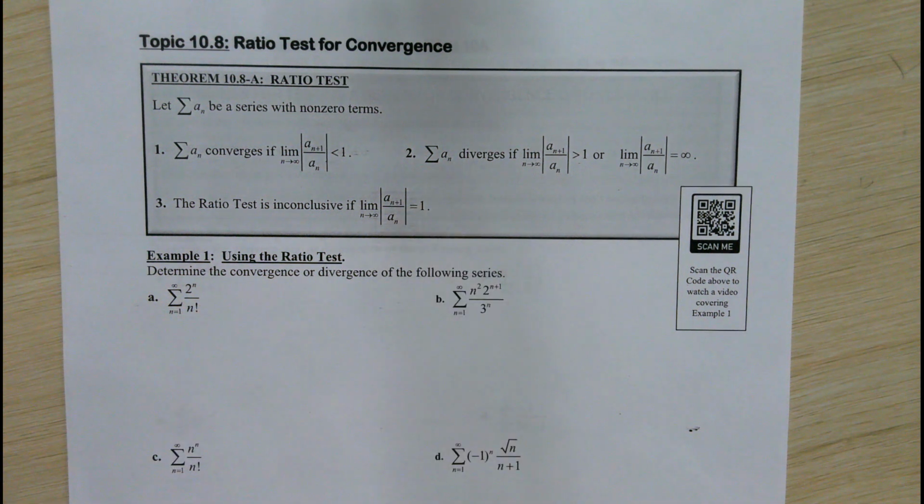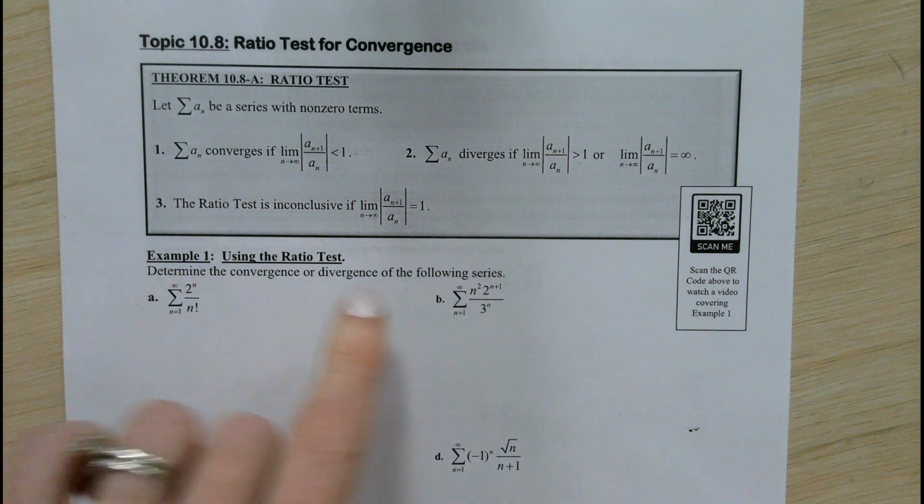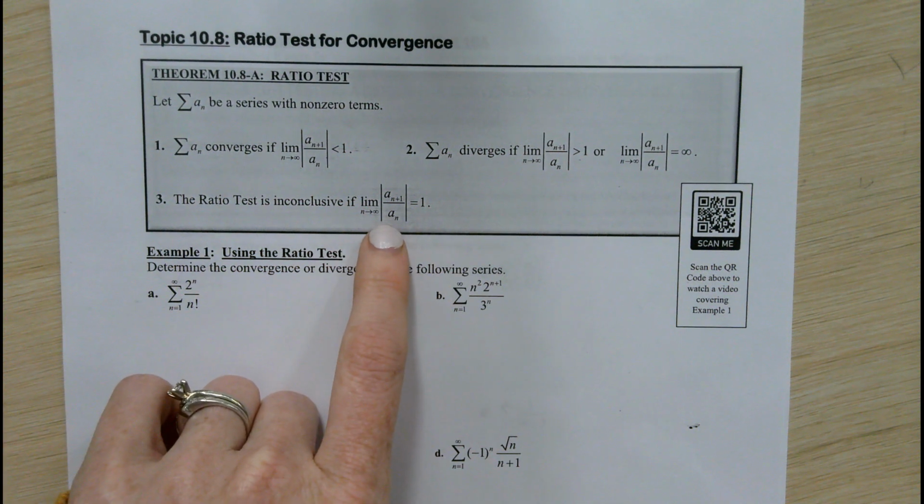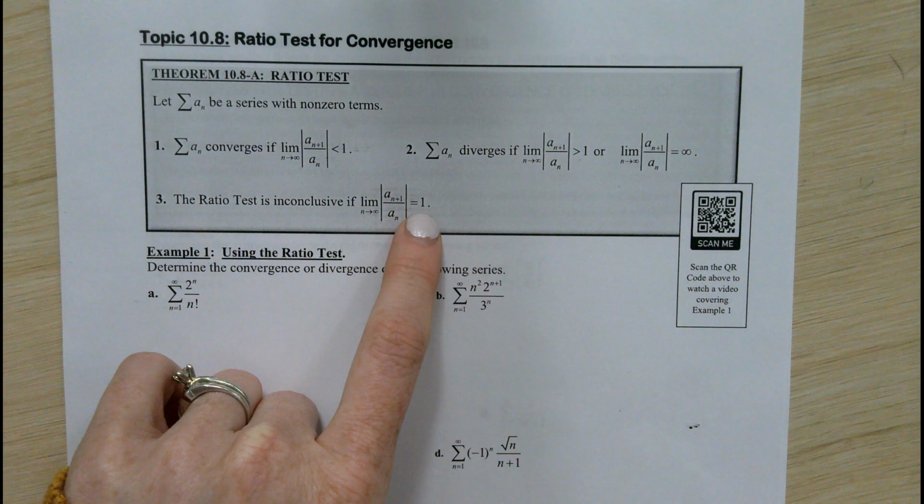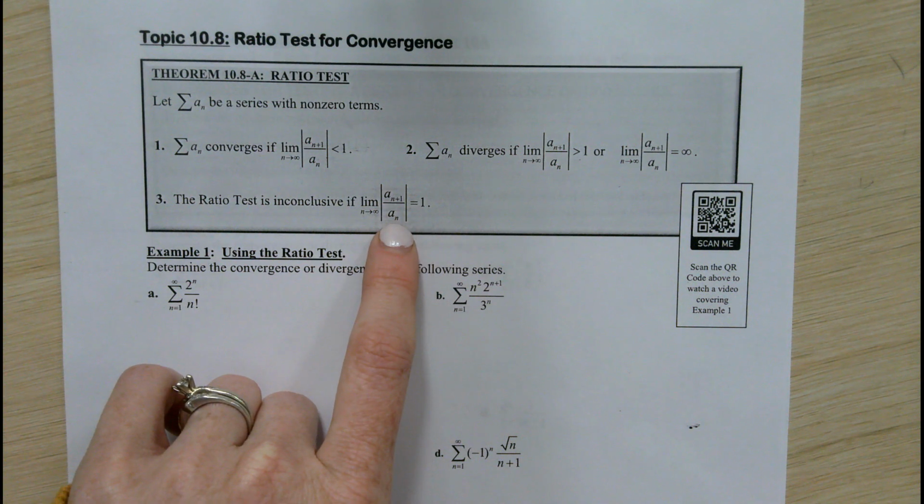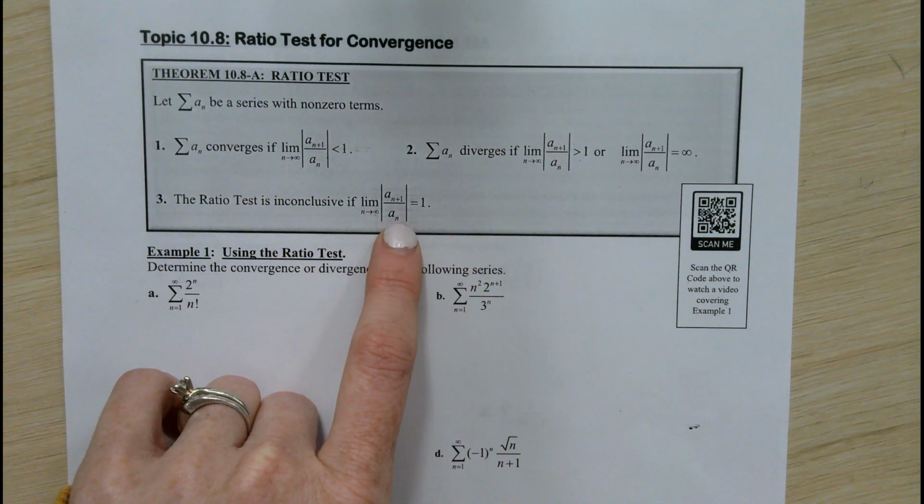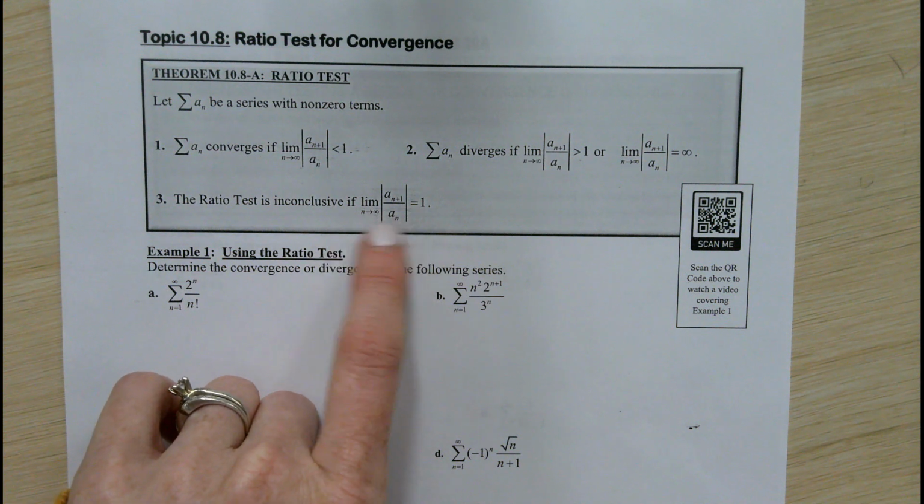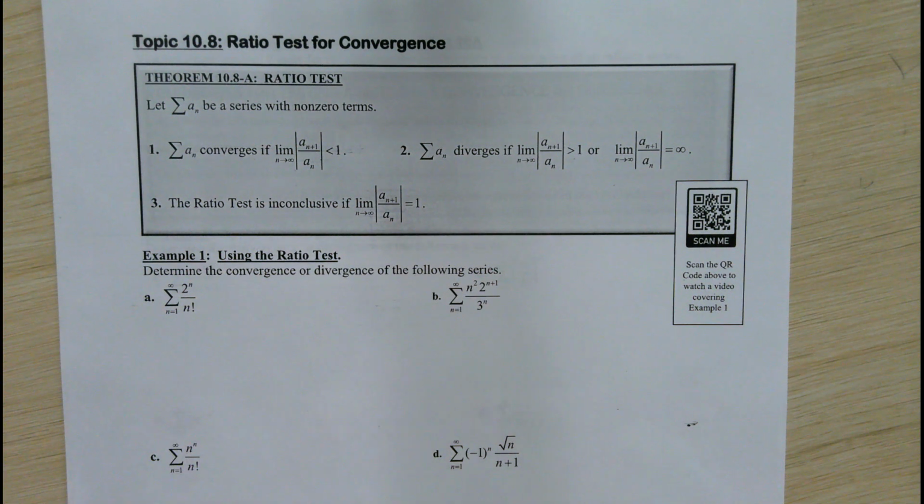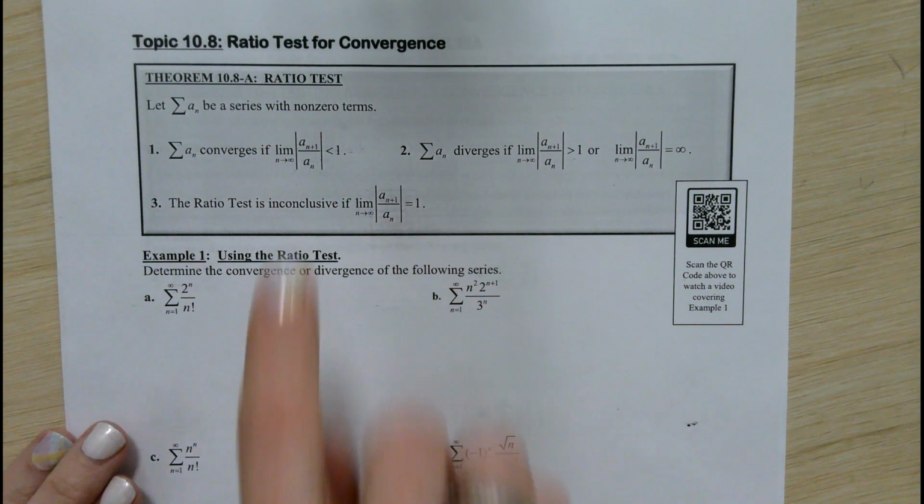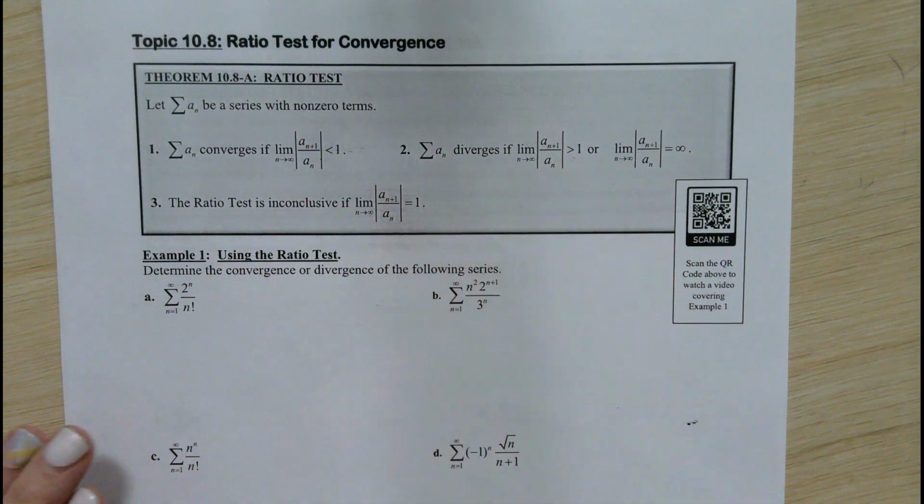We do have a situation where the ratio test is inconclusive. That's going to happen if the limit of the absolute value of the ratio of those terms is equal to 1. That kind of means that our terms are non-increasing. So if it's not an alternating series like the one we did in 10.7, there's not a guarantee that if the terms stay the same, we'll have convergent or divergent behavior. So there is an inconclusive situation with your ratio test, which is kind of a bummer. But if we can get a result less than 1 or greater than 1, then the ratio test will give us an answer of either convergence or divergence.